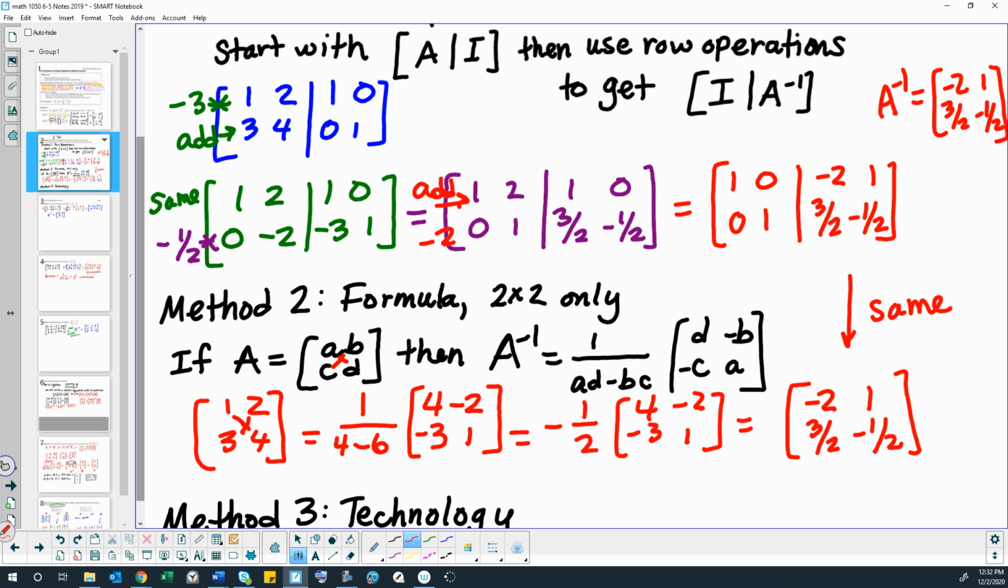So advantage, plug and chug. Disadvantage, another formula to memorize. Also only works for 2x2s.